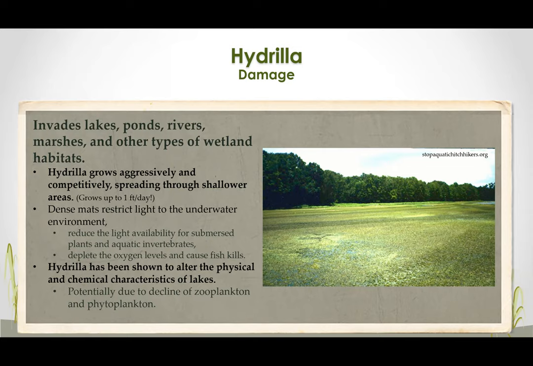And hydrilla has been shown to alter the physical and chemical characteristics of lakes. That's usually due to the decline of zooplankton and phytoplankton in the water, because they exist in that area for a reason, and they help create a fine balance. Once they're gone, it throws everything off to where only the hydrilla persists. All of those animals that feed on that zooplankton and phytoplankton are no longer able to continue. That's why we have the fish kills, and all of the invertebrates are also dying as well. It starts from the bottom up.